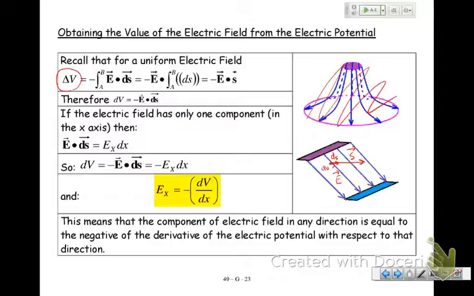If the electric field has only one component, say in the x direction, then E dot ds is equal to the magnitude of E in the x direction multiplied by the little bit of distance in the x direction. So the little bit of potential is equal to minus E dot ds, which equals minus Ex dx. And then you rearrange, so you get Ex, my electric field in the x direction, is equal to minus dV by dx.